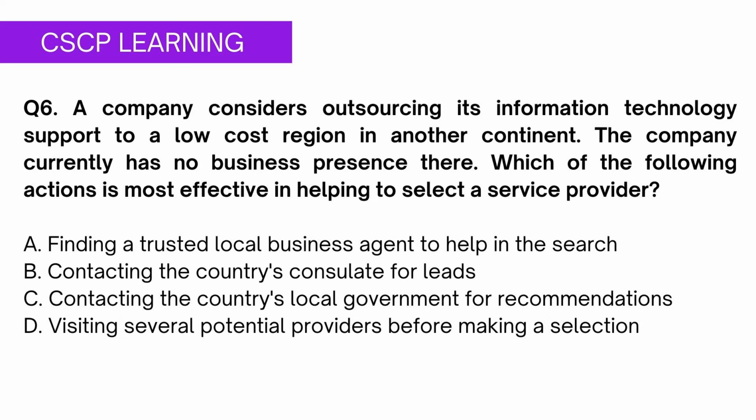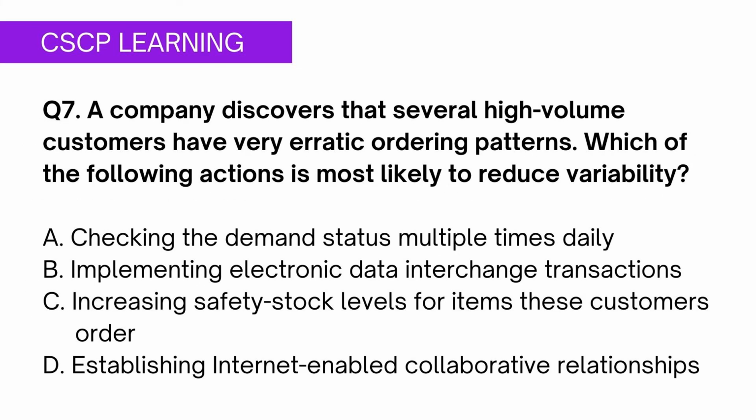Question 7. A company discovers that several high volume customers have very erratic ordering patterns. Which of the following actions is most likely to reduce variability? Option A, checking the demand status multiple times daily. Option B, implementing electronic data interchange transactions. Option C, increasing safety stock levels for items these customers order. Option D, establishing internet-enabled collaborative relationships.